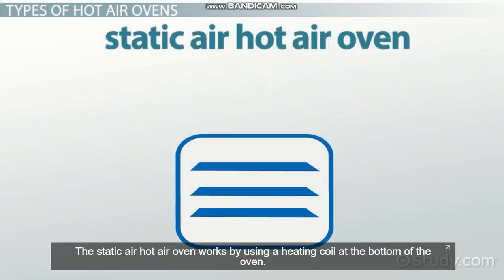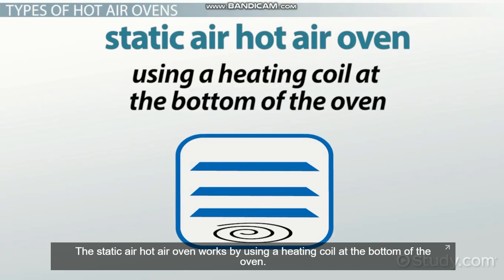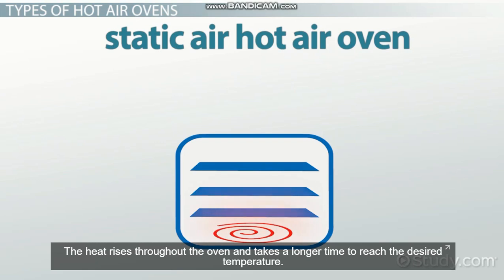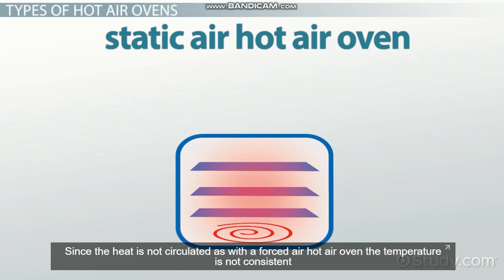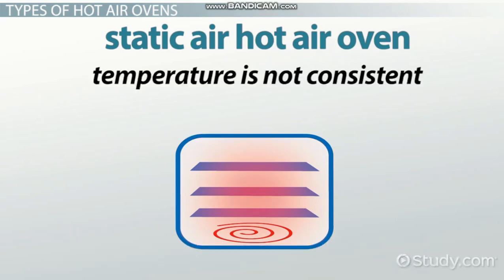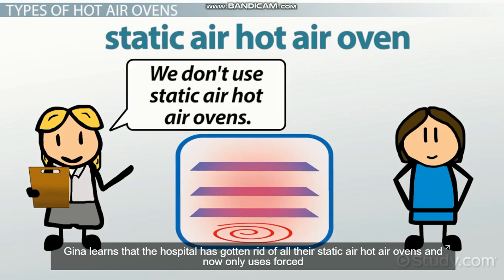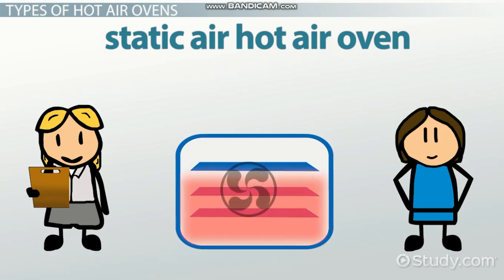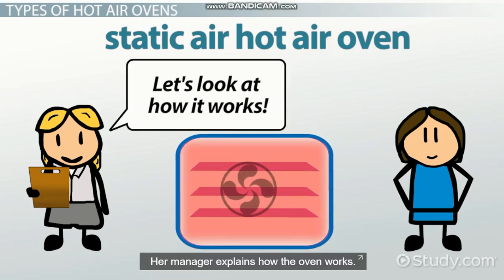The static air hot air oven works by using a heating coil at the bottom of the oven. The heat rises throughout the oven and takes a longer time to reach the desired temperature. Since the heat isn't circulated as with a forced air hot air oven, the temperature is not consistent throughout the oven. Gina learns that the hospital has gotten rid of all their static air hot air ovens and now only uses forced air hot air ovens. Her manager explains how the oven works.